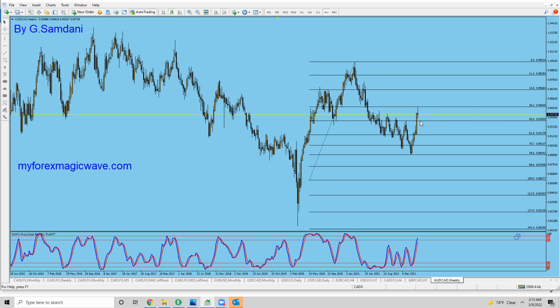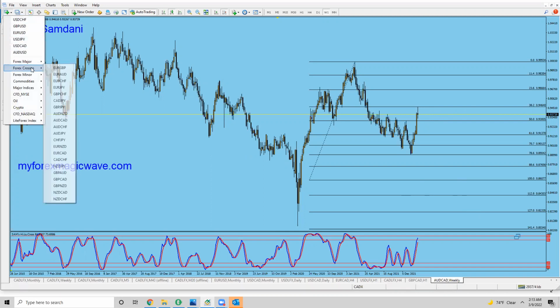So if CAD gets strong, what's going to happen? You have a target here somewhere on 127. Big chart, big opportunity, yes, right? So pay attention to all of these charts. And then CAD yen is supposed to go up. So do we have a long scenario there? Let's go take a look.